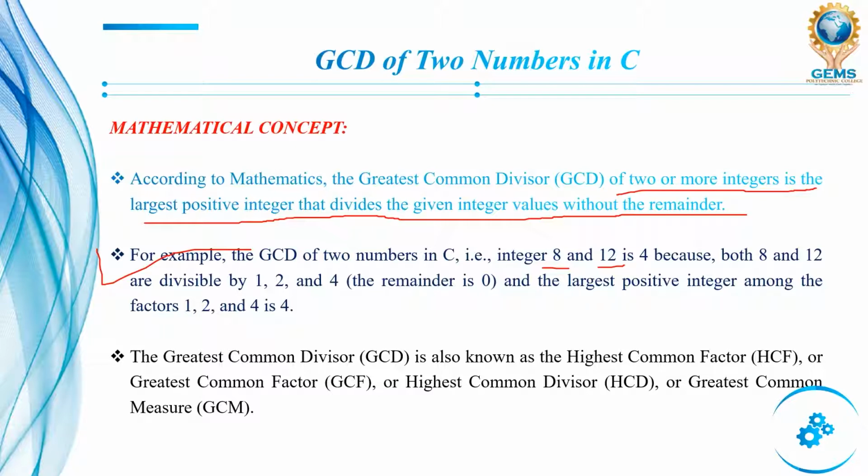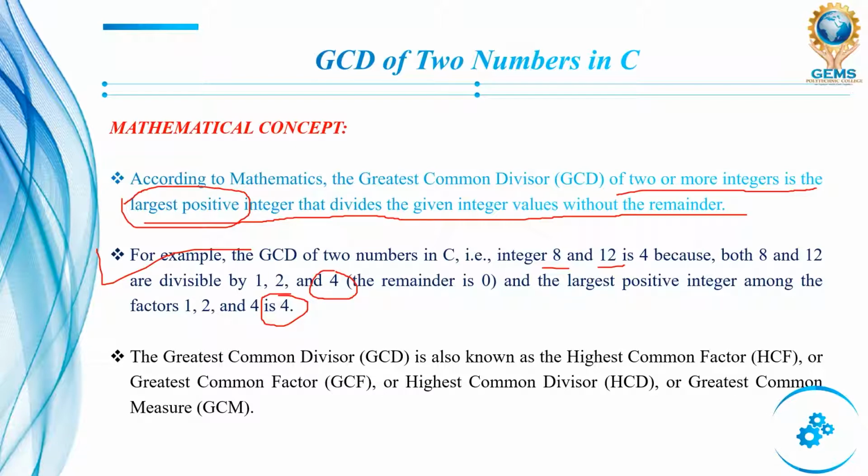So we have two numbers, 8 and 12, and the factors we have are 1, 2 and 4. So these two numbers have the factors 1, 2 and 4, and these are the common factors among these two numbers. Now we will select the largest positive integer among these factors based on the definition of GCD in the mathematical concept. So we have 4 as the largest common factor. So 4 becomes the GCD of 8 and 12.